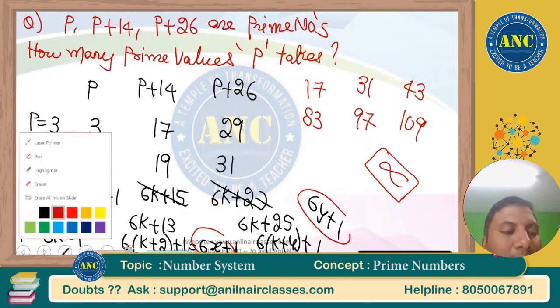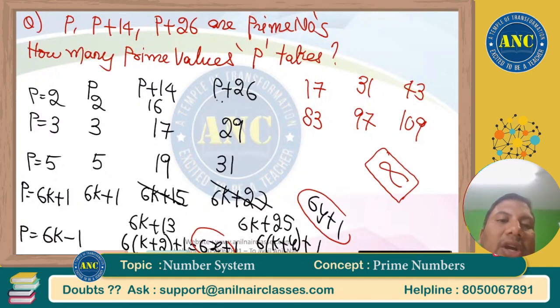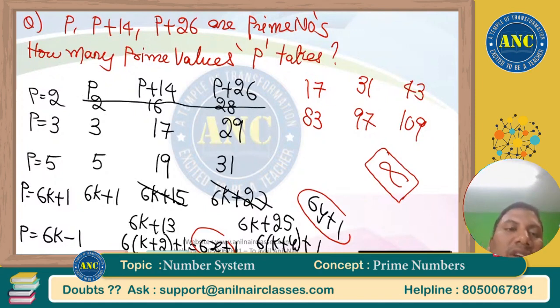P plus 14, p plus 26 are prime numbers. How many prime values can p take? First substitute 2. 2 plus 14 is 16, 2 plus 26 is 28. Even plus even, there exists no prime number other than 2, which is even. So 2, 16, 28 is eliminated. So 3, 17, 29.